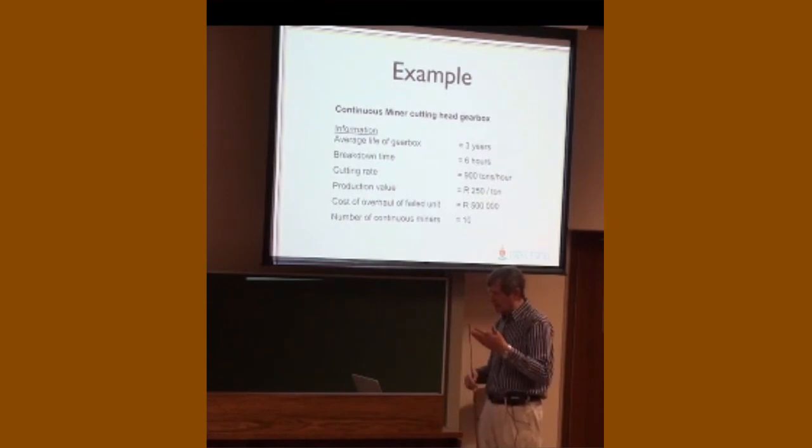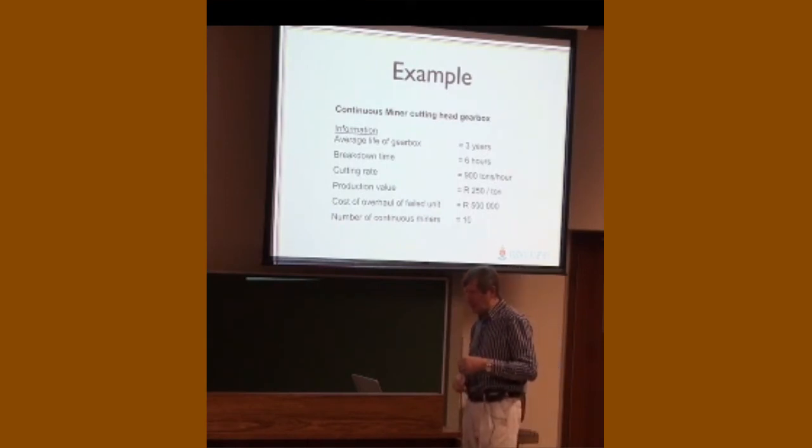Okay. So the idea is this cutting head, this thing that turns and that cuts the coal, has a gearbox. Normally inside this thing, it has this gearbox, and we are looking at that gearbox. We're looking at the life of that gearbox. We say it's 3 years. If it breaks down, it typically takes 6 hours to change this unit with another one. The cutting rate of this cutting head is 900 tons per hour. That's what you lose when it breaks down.